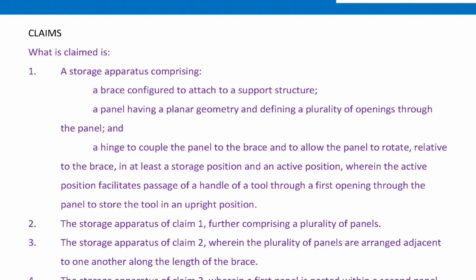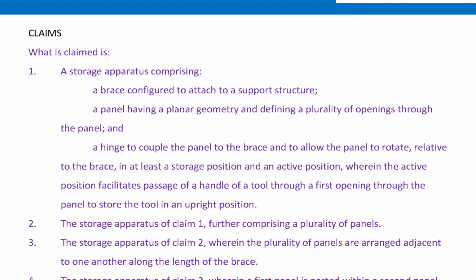The hinge couples the panel to the brace and allows the panel to rotate, meaning it hinges at the hinge point. It rotates relative to the brace in at least a storage position and an active position. And I've perhaps been a little bit too complicated here in the language I'm choosing, but you might notice that the storage position is either the vertical down or the vertical up position of the panel when the panel is in storage and not being used.